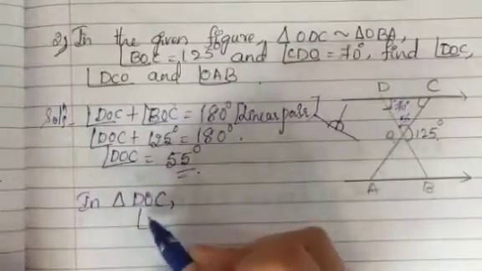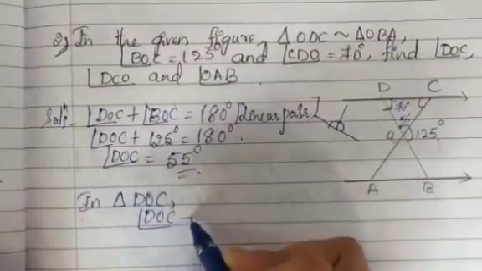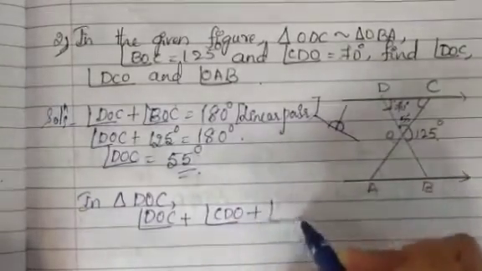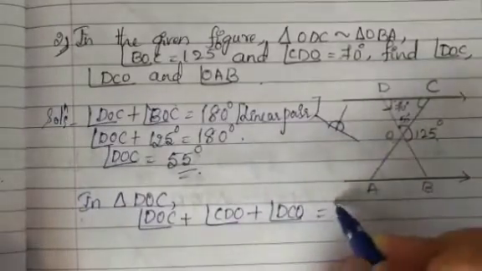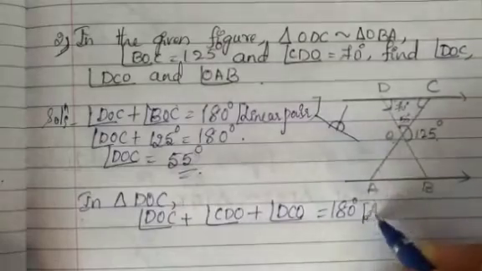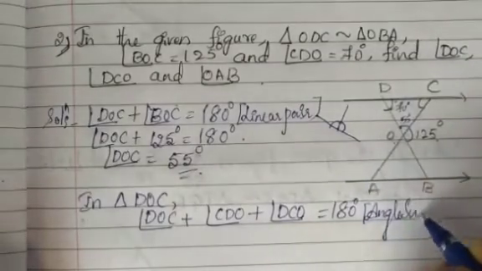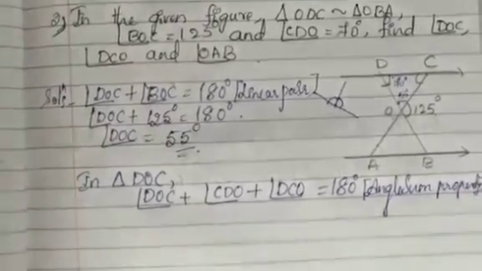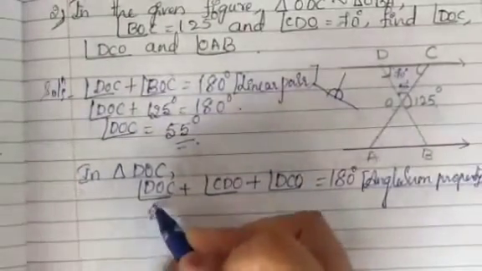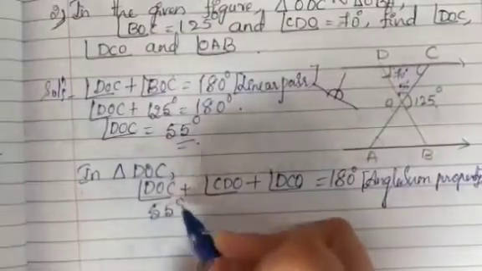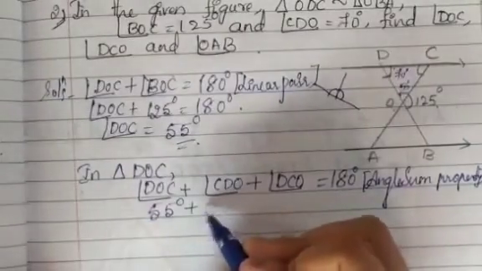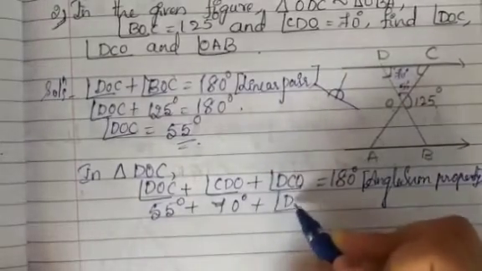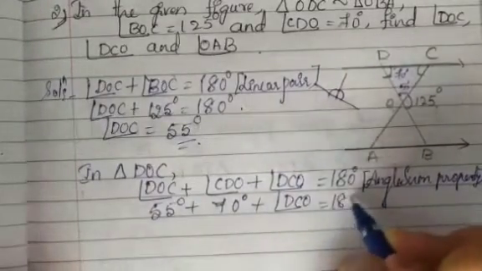So what is that? Angle DOC plus angle CDO plus angle DCO is equal to 180 degrees. Why? Because this is by the angle sum property. So what is this DOC? This DOC is 55 degrees plus CDO. CDO is nothing but 70 degrees plus DCO is equal to 180 degrees.